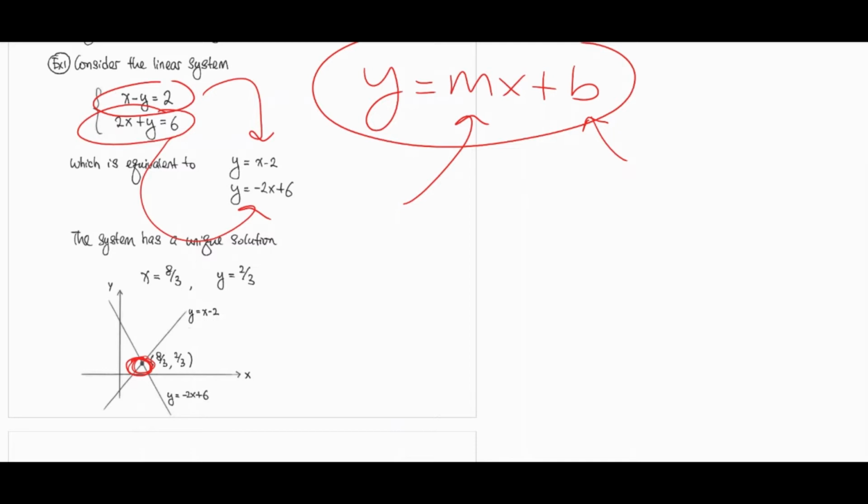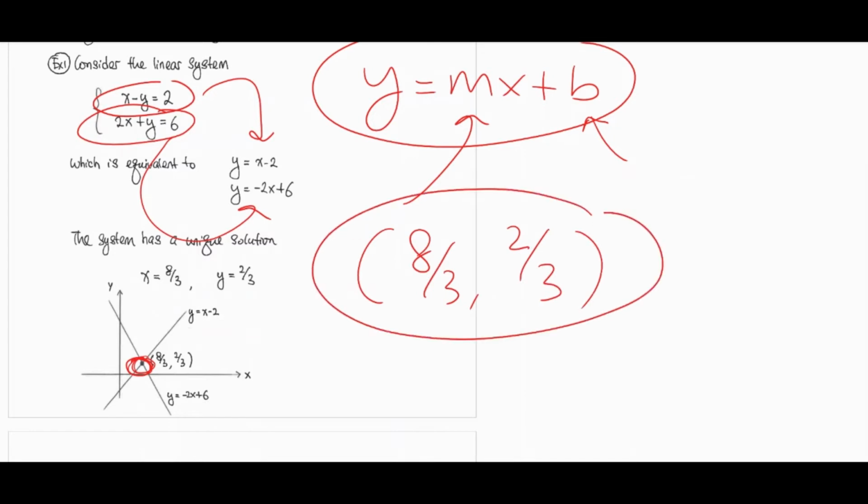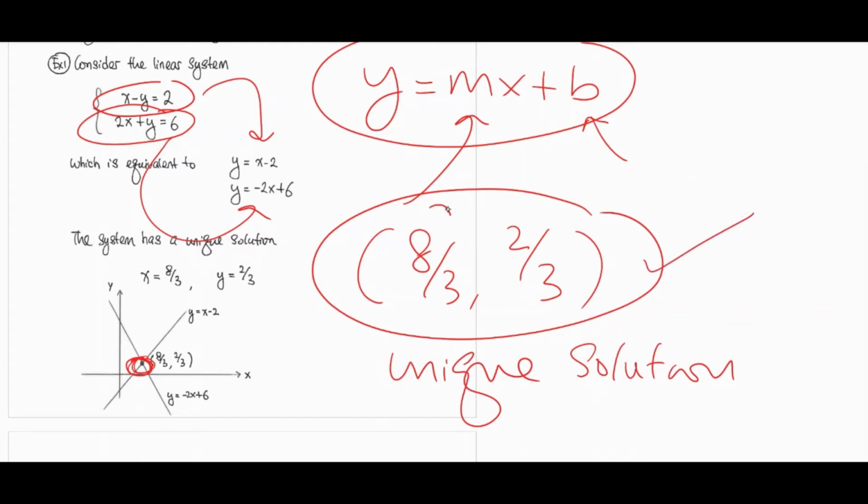Another very important thing is that it's very tempting to say that these are the two solutions for this system of linear equations, but we won't say that. This is in fact our unique solution. We write them as a coordinate, 8 over 3 and 2 over 3, and this is our unique solution. This is the only solution that we have for the system. There's only one solution for the system of linear equations, and that solution is given by this. This is the x coordinate, and this is the y coordinate.